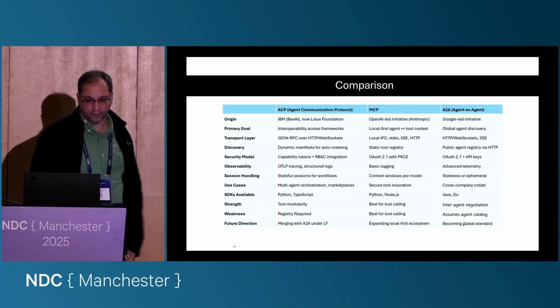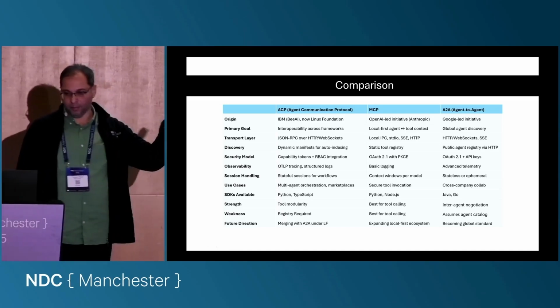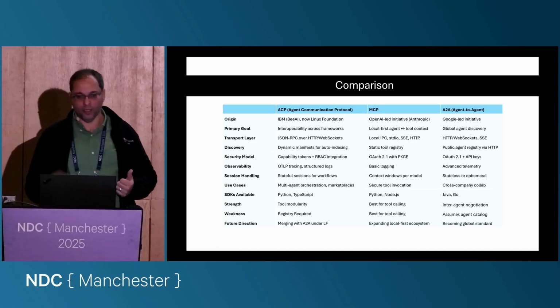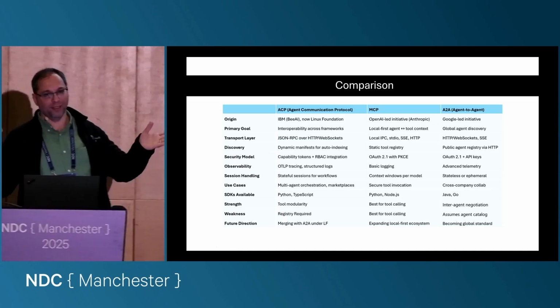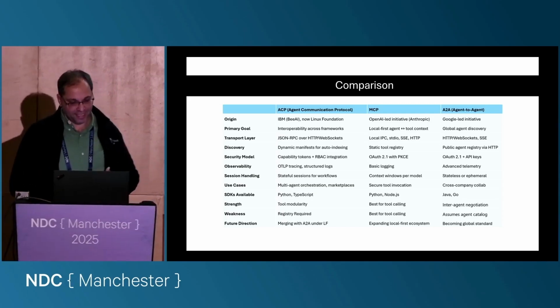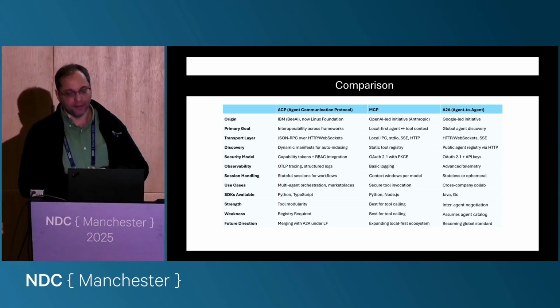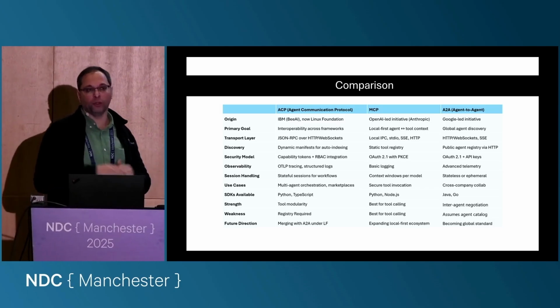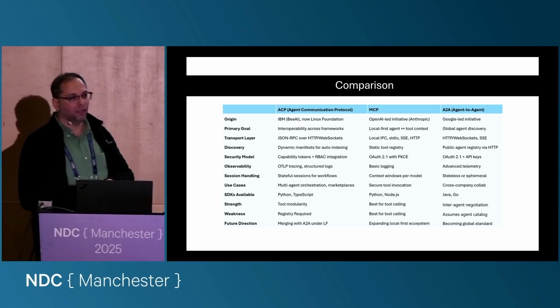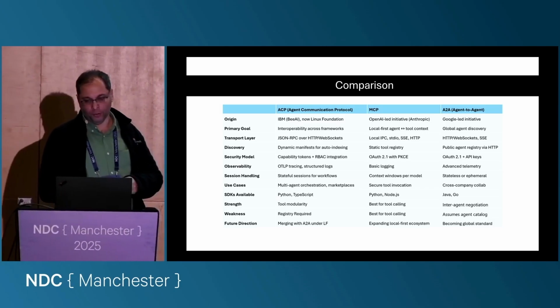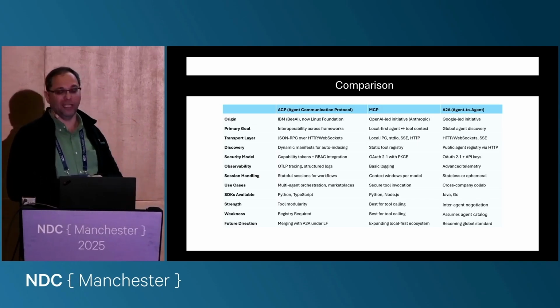So the comparison between these: ACP, MCP, agent to agent. Here's the table for it if you want to take a picture of it. Again, the strength of ACP is tool modularity. MCP is best for tool calling. If you want a service, use MCP. For inter-agent negotiation, use A2A.